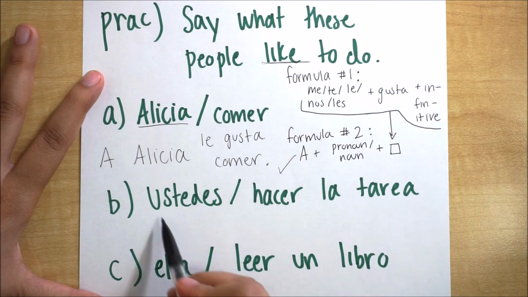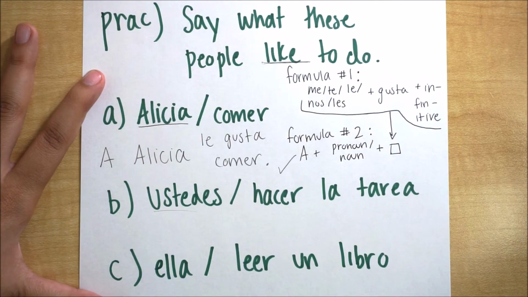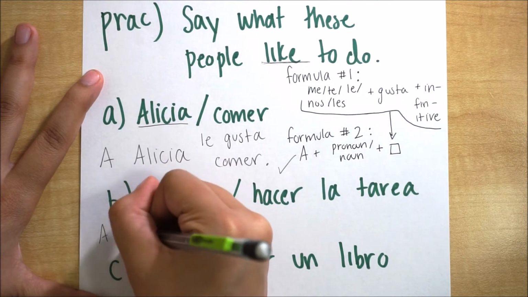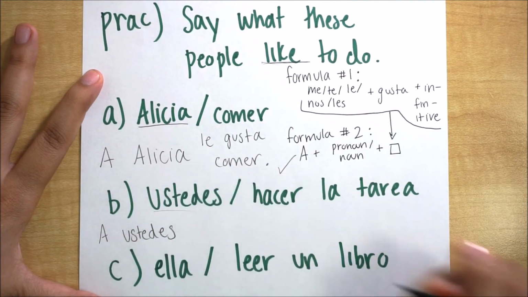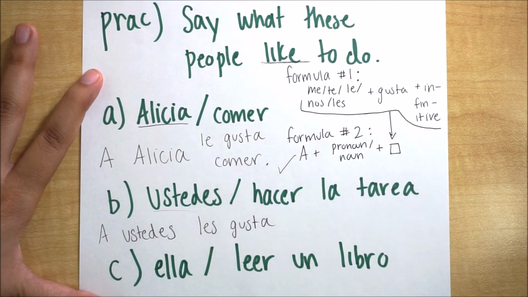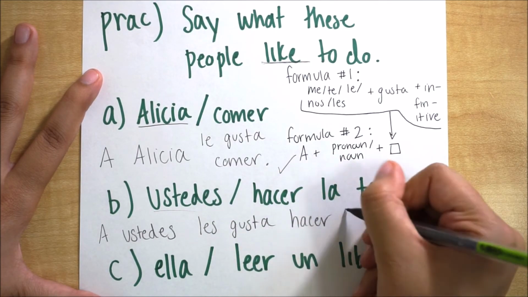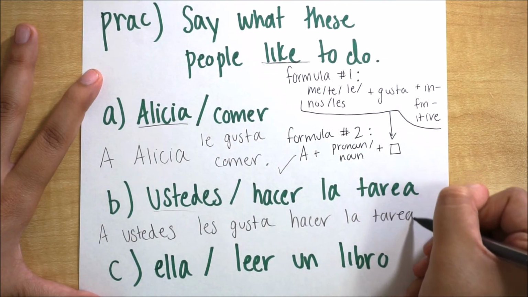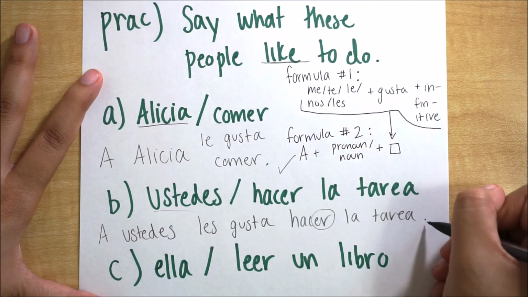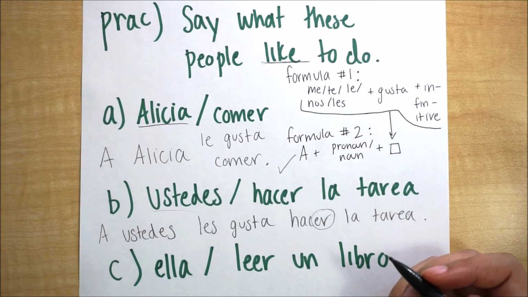So wonderful job. Now let's do ustedes hacer la tarea. So there's 2 ways you can do this. So the first way is we're going to go ahead and use formula number 2. So I'm going to say a ustedes. So ustedes is our pronoun. So a ustedes les gusta. Why is it not le gusta? Because les is going off of ustedes, right? So les is plural, so ustedes is plural. So those 2 are connected. So we have a ustedes les gusta hacer la tarea.